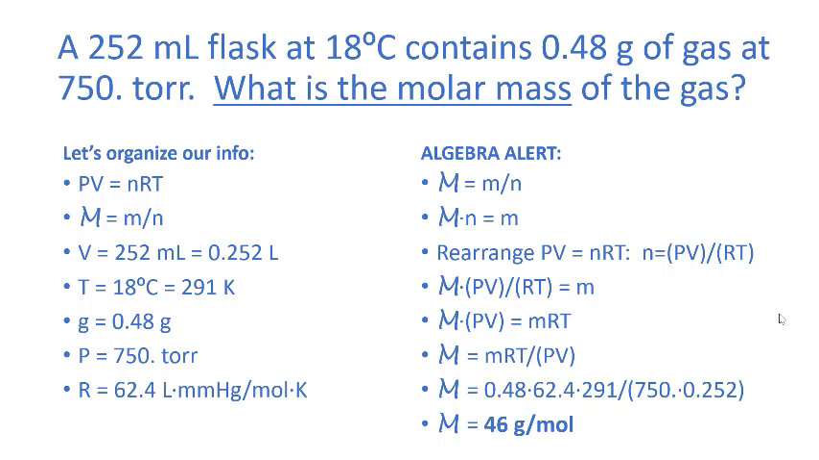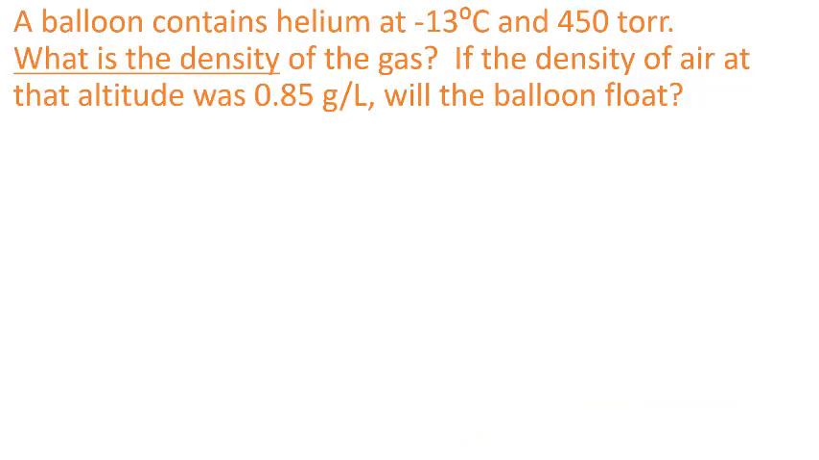Let's move to the second problem. A balloon has helium at negative 13 degrees Celsius and 450 torr. And the helium is going to be important here. It's easy to miss that because you don't see a number there. What is the density of this gas? And then there's a second part of the question, which we'll answer in just a second. So just like the last problem, I'm going to organize my info. Feel free to pause if you need to.